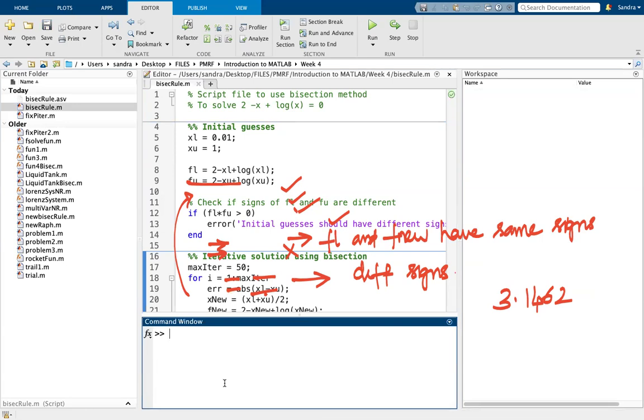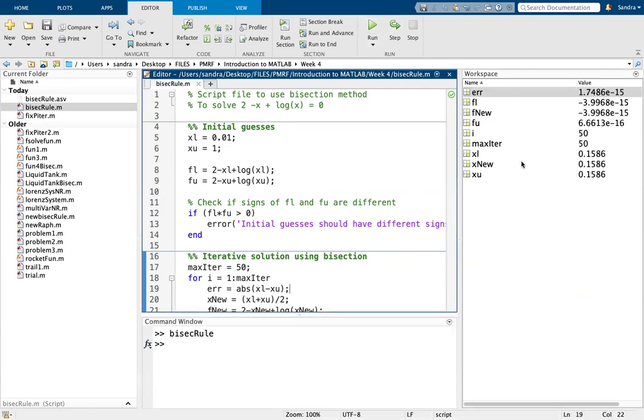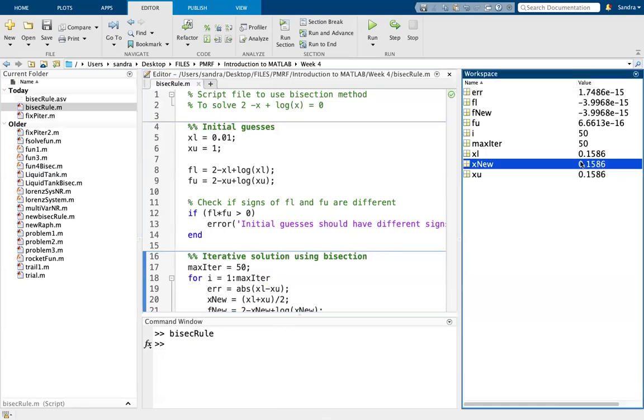Okay, and run it again. See, now my x new is 0.1586. That is the second root. So what I gave is a lower value of xl 0.01 and an upper value of 1.